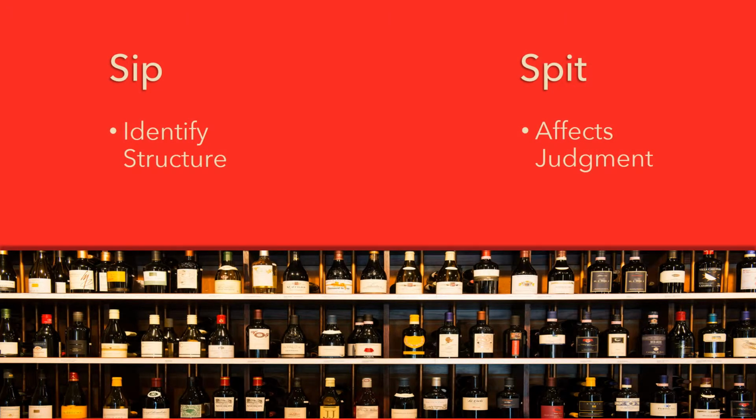Now we can experience the wine in a whole new way, by mouth. By sipping the wine, we can identify the structure. Remember when we spoke about acid, tannin, alcohol, and sugar? And we can now see how it ties in with the bouquet. Finally, we spit the wine out. Always remember that consuming alcohol can affect your judgment and capacity to properly analyze a wine.